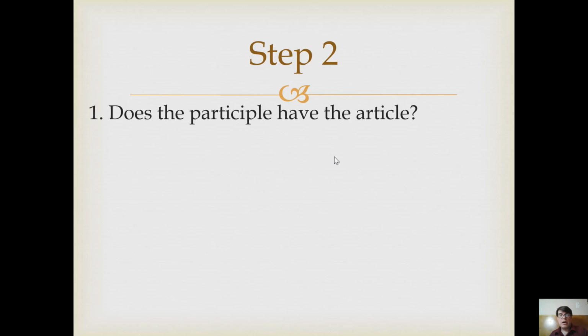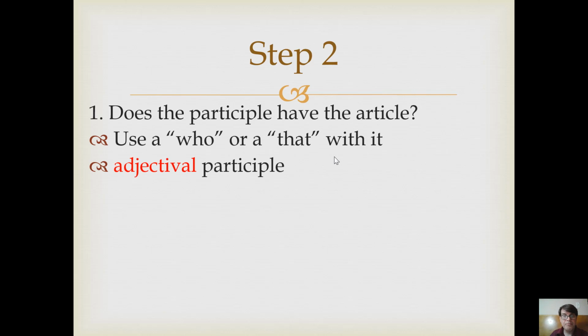Step 2 is what I've sometimes called Ken's rule, although I'm sure I plagiarized it from somewhere. I didn't plagiarize it because I'm telling you. But basically, does the participle have the article? This is the next thing to look for. If it does, then it's definitely what's called an adjectival participle. And you're going to use a who if it's a person, or a that if it's something else. You're going to put that in front of the ing form, or in front of the participle translation if it has the article. Because then it's going to be used either attributively or substantively, and you're going to use a who or that in order to translate it.